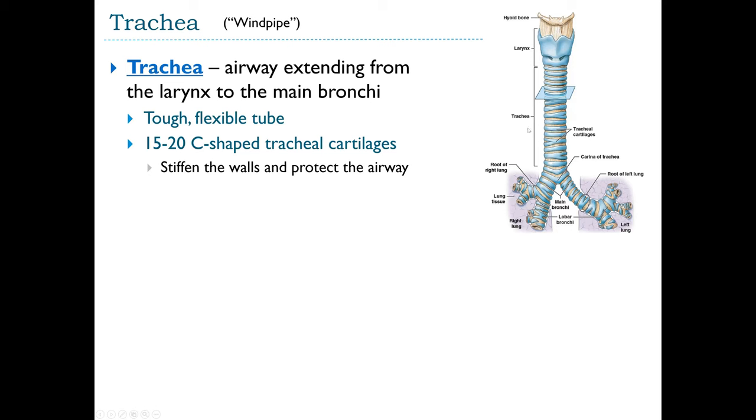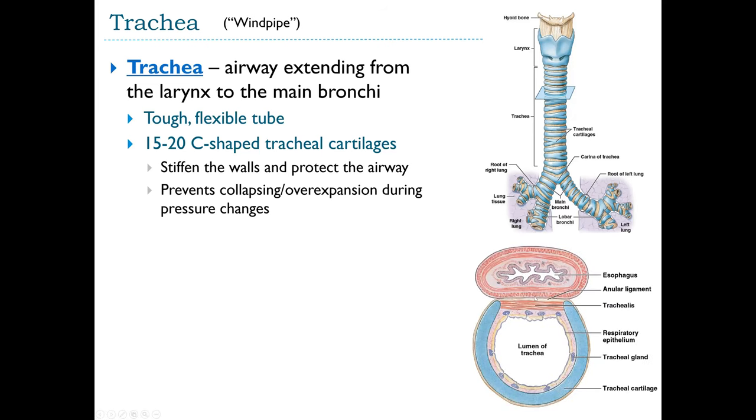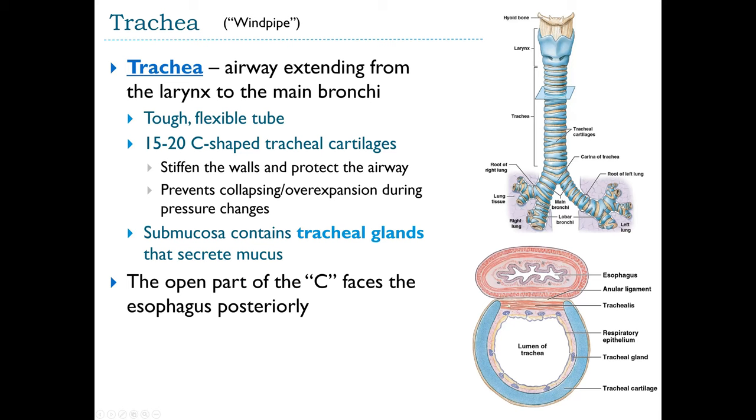These cartilages stiffen the walls of the trachea and help to protect the airway, and they prevent collapsing or overexpansion during the pressure changes that take place during ventilation or breathing, which we'll talk about later. So here is a cross section so that you can see the C-shaped tracheal cartilage, and in the middle you have the lumen of the trachea where the air is going to flow. The submucosa, which means the layer underneath the mucosa membrane, has tracheal glands that secrete mucus. So another structure secreting mucus in the respiratory tract. Also note that the open part of the C faces posteriorly, and the esophagus sits right behind the trachea, so the open part of the C is facing the esophagus.